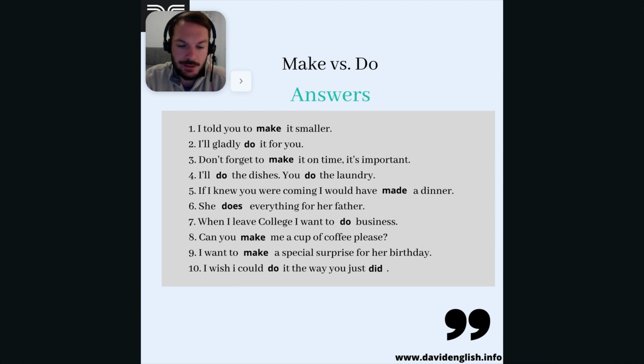Six, she does everything for her father. Seven, when I leave college, I want to do business. 8. Can you make me a cup of coffee, please? 9. I want to make a special surprise for her birthday. 10. I wish I could do it the way you just did. And remember, the I needs to be big. A little mistake here, okay? I needs to be capitalized.